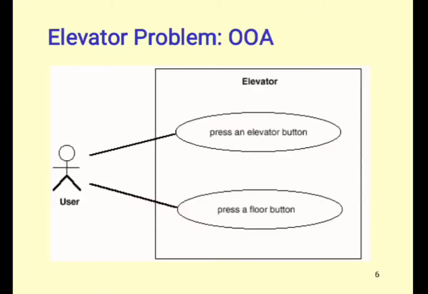Here is a problem for the elevator, in which these are nothing but the boundary of the elevator. Having use cases, press an elevator button and press a floor button, and the user is nothing but an actor. Here is the normal scenario. Suppose user A presses a floor button at floor 3 to request an elevator. User A wishes to go to floor 7.